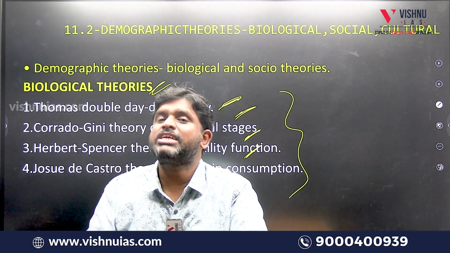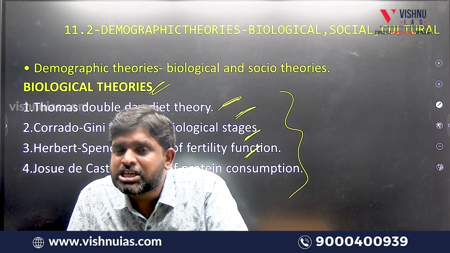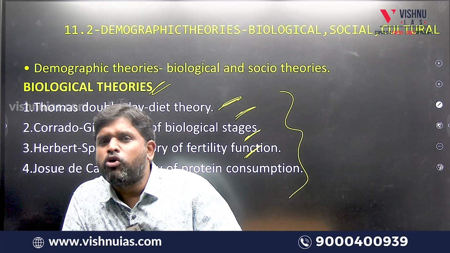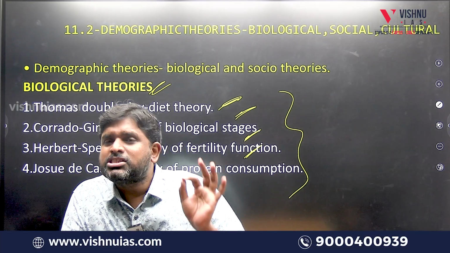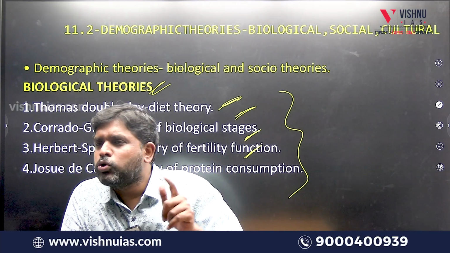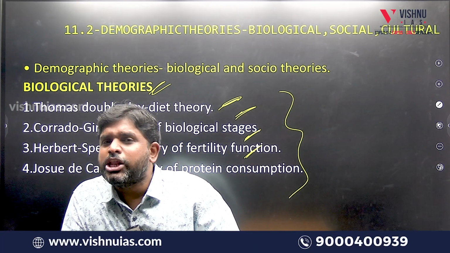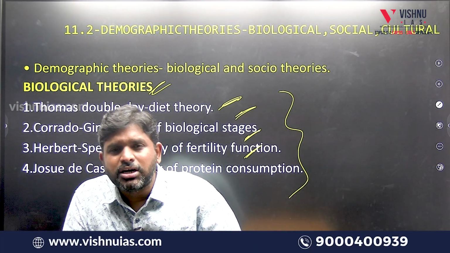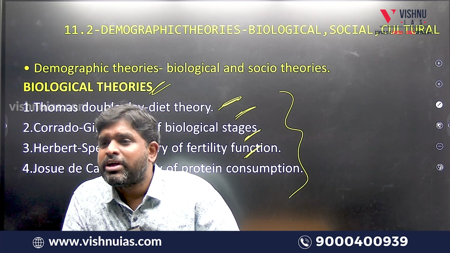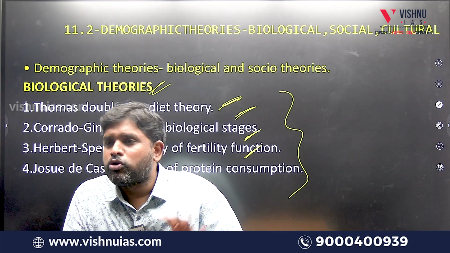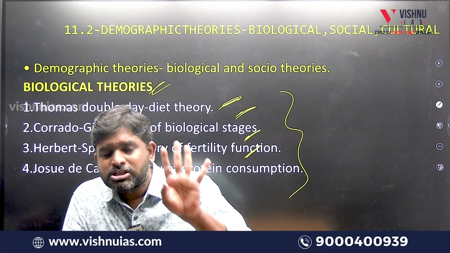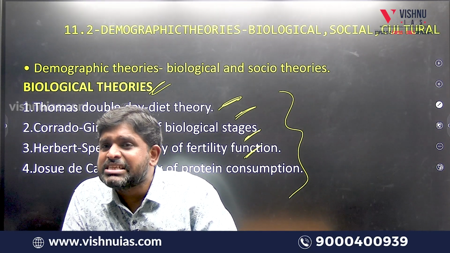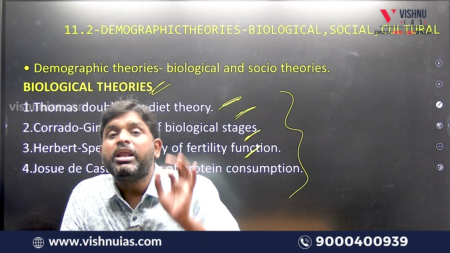So how the population has evolved in a biological context is explained by four theories. Number one, Thomas Doubleday diet theory. Number two, chorologenic theory of biological stages. Third, Herbert Spencer theory of fertility. Fourth, George de Castro theory of protein consumption. These are the four biological theories explaining population growth.